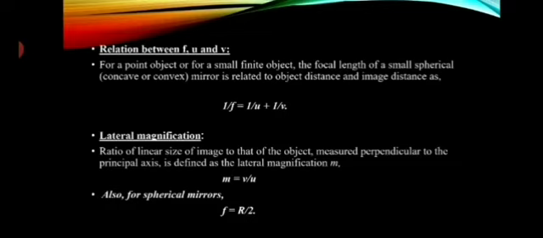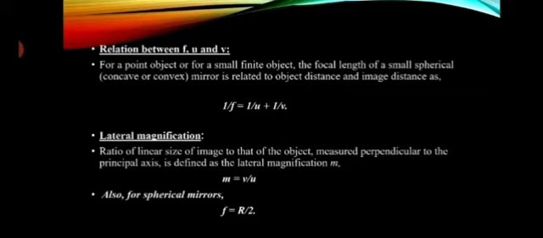Hello students, welcome to today's physics lecture. In the last lecture, we have seen the relation between the focal length, object distance and the image distance, that is 1 upon f is equal to 1 upon u plus 1 upon v. Also we saw what we mean by lateral magnification, that is nothing but the ratio of size of image to the size of object.